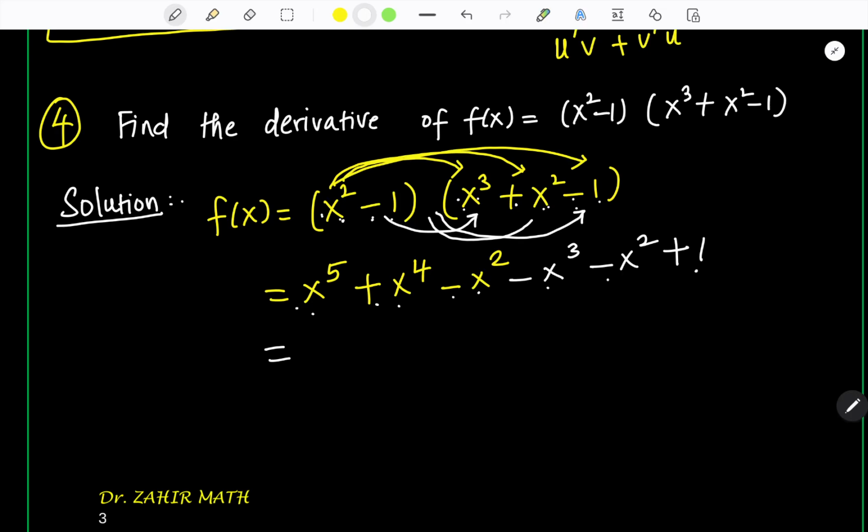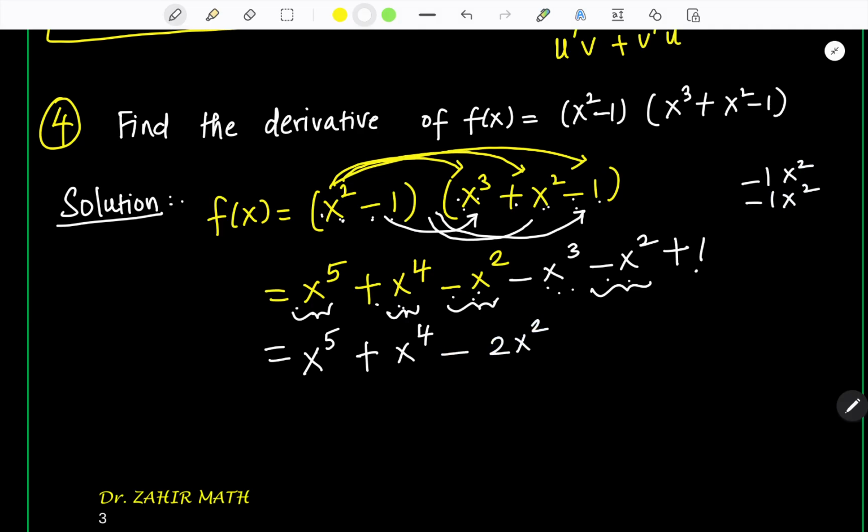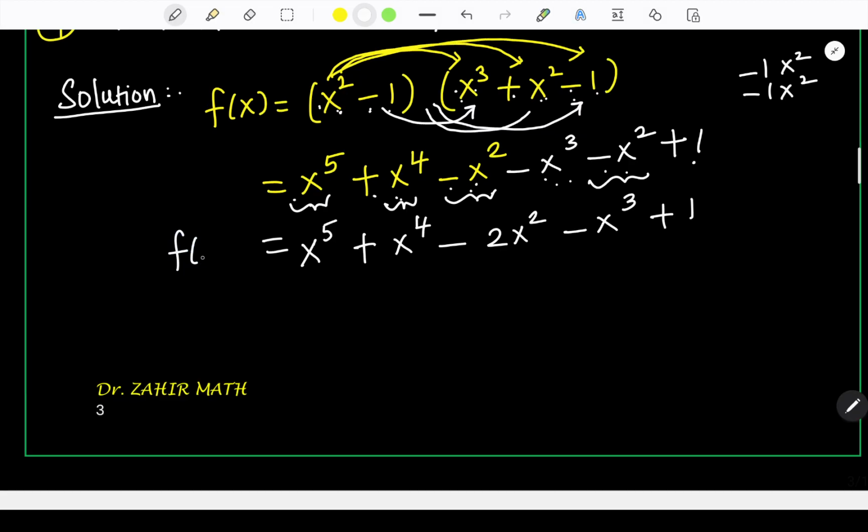Okay, same means same family. x power 5, x power 5, x power 4, x power 4. Let's take x power 5: only one term, x power 5. Next x power 4: only one term, x power 4. x square: there are two terms, minus 1 x square and minus 1 x square, which is going to become minus 2 x square. Then x cube, only one, minus x cube, and then plus 1. This is your f of x.